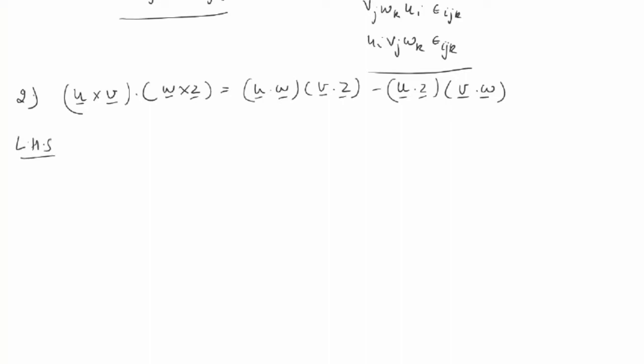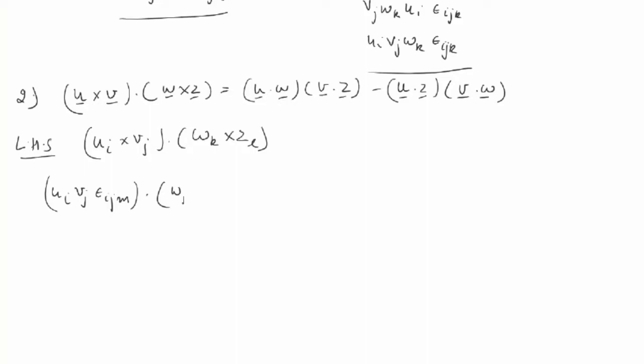In Einstein notation, this can be written as ui cross vj dotted with wk cross zl. So this becomes ui vj e i j m, dotted with, I am solving now wk cross zl. This will become wk zl and the permutation symbol e k l n comes. So here m and n are free indices, the others are repeating. So the dot product will be between m and n.